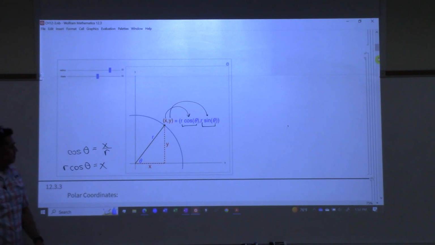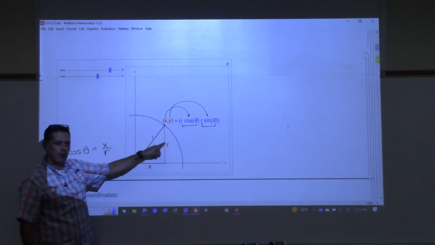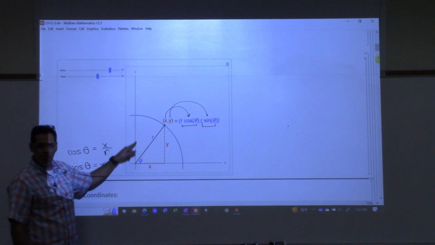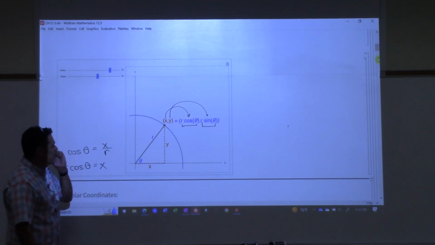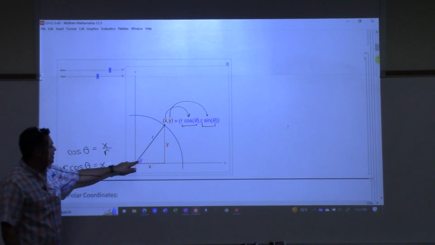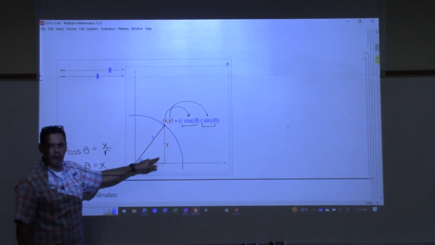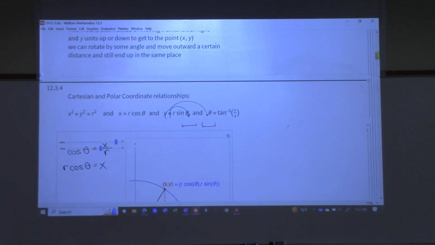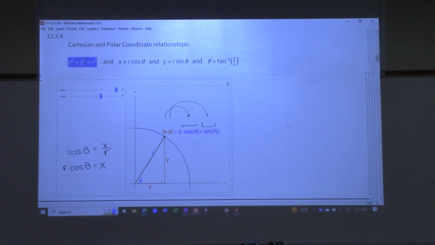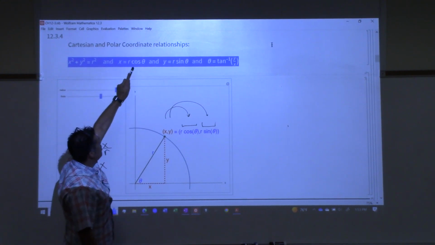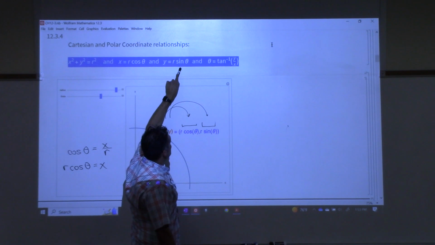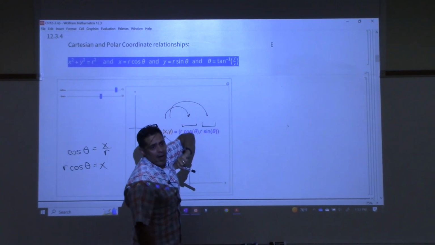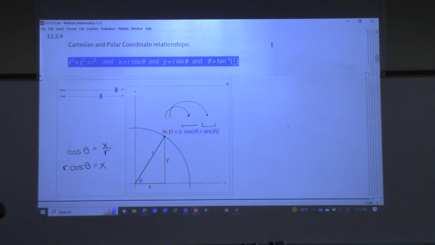Other relationships we have: Pythagorean, x squared plus y squared is r squared, a relationship between these sides. And then the final relationship has to do with the angle itself. Tangent of theta is y over x. So let me show you the main polar coordinate takeaways. This is everything I just said. X squared plus y squared is r squared. X is always r cosine theta. Y is always r sine theta. And theta is the inverse tangent of y over x. Those are the main equations that connect polar and Cartesian together.